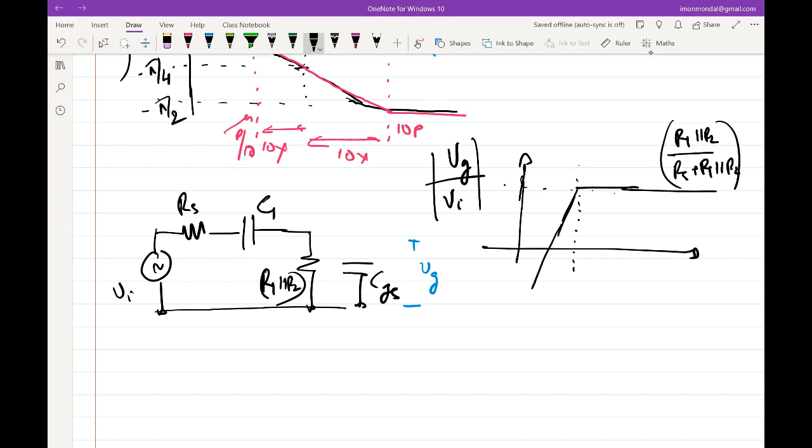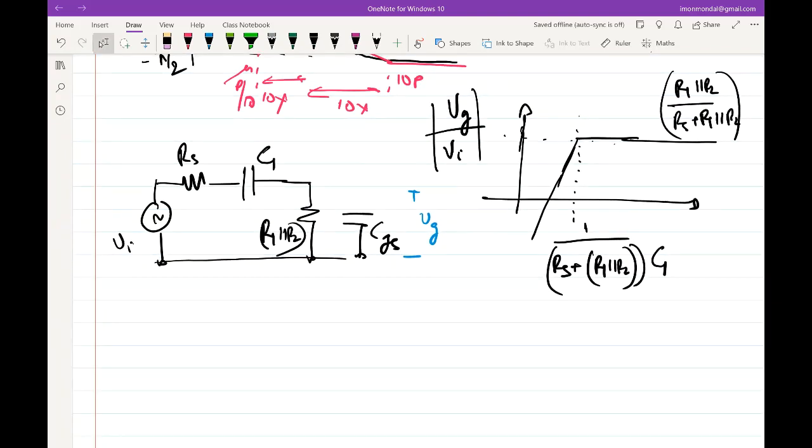Right. It will be 1 over time constant. Great. So what is the time constant? RS plus R1 parallel R2 times C1. Right? Okay.